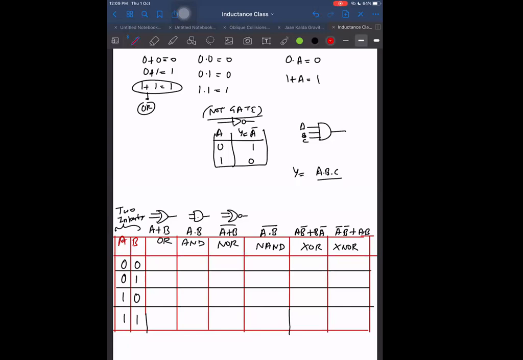0, 0 will give us OR gate means 0 and others are 1, 1, 1. AND gate means this is all 0, 0, 0. This is only 1. NOR gate means opposite of OR. Opposite of OR 1, 0, 0, 0. And NAND gate is opposite of AND: 1, 1, 1, 0. XOR gate.